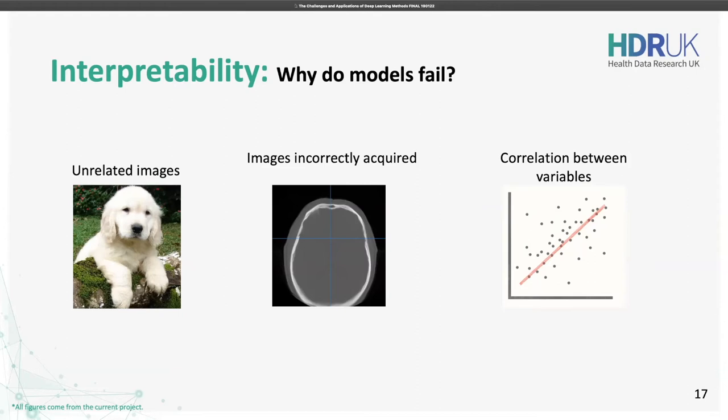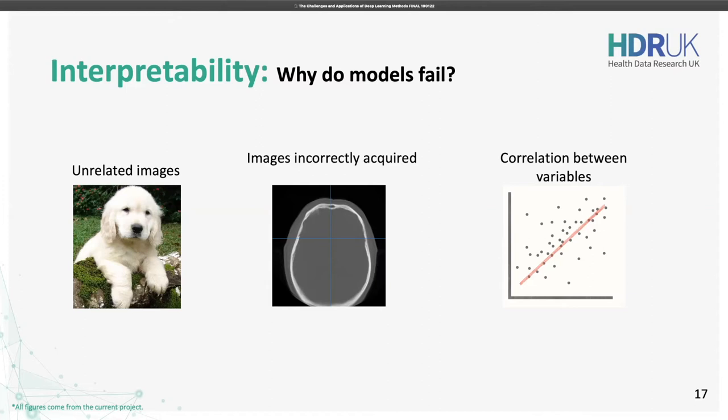Or again, it could be, for example, the case of images that were incorrectly acquired, or in our particular application, it could be bone kernels or localizer scans. Other reasons may be correlation between different variables in the data. For example, correlation between the equipment and technicians, or demographics and disease, or also the correlation between the different pathologies. So next slide, please.